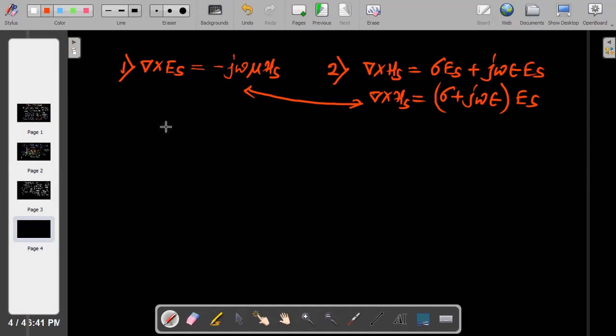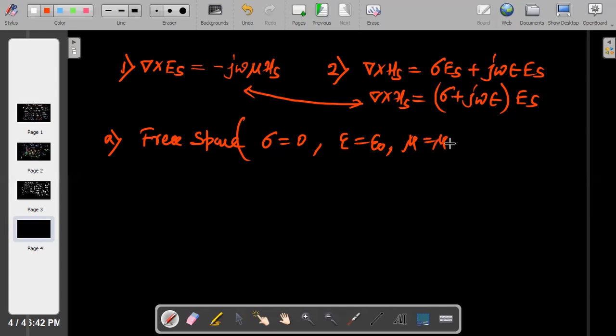Now I'm writing some media interfaces. How the wave will behave or how your equation will be transformed for different media. First case is free space. Free space means in vacuum. You remember this thing. Free space means conductivity will be zero. Your epsilon will be epsilon naught. You know all these things. Still I am telling: epsilon naught, absolute permittivity, absolute permeability. It will be replaced by these things.